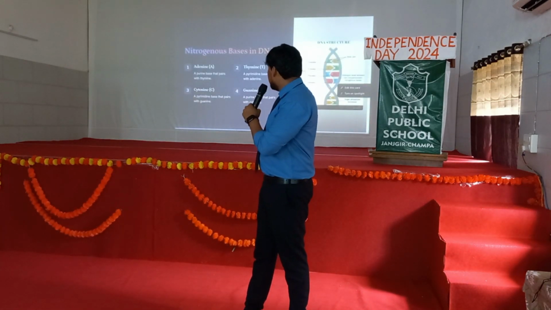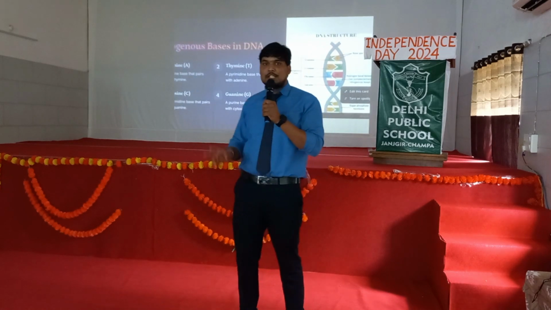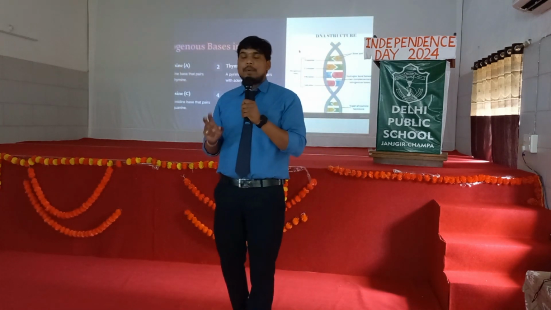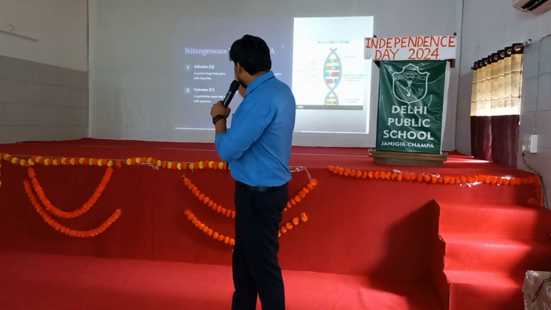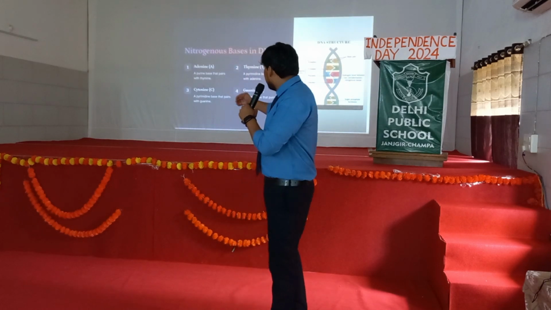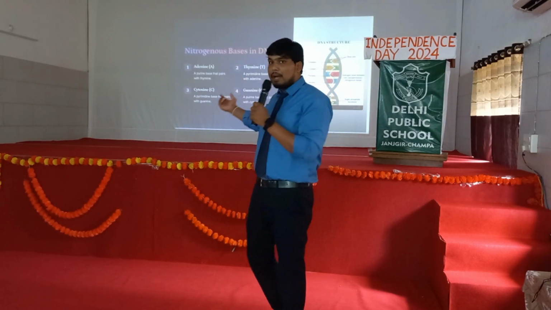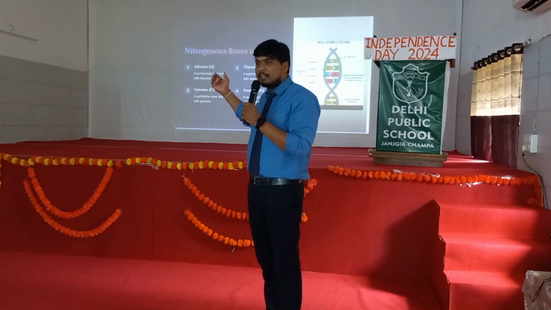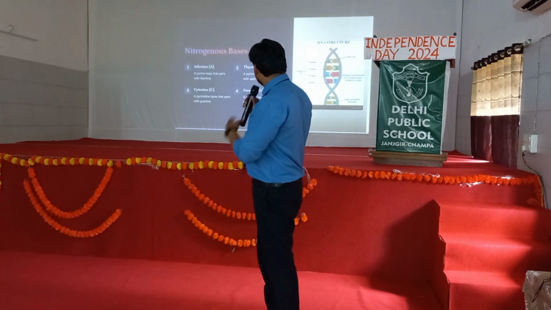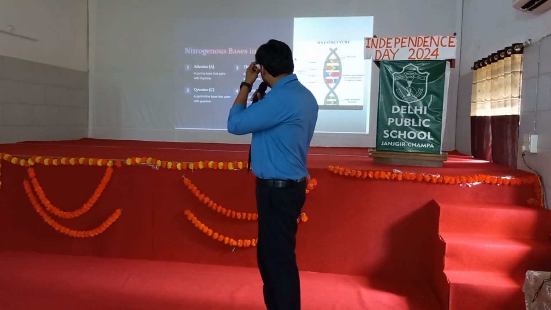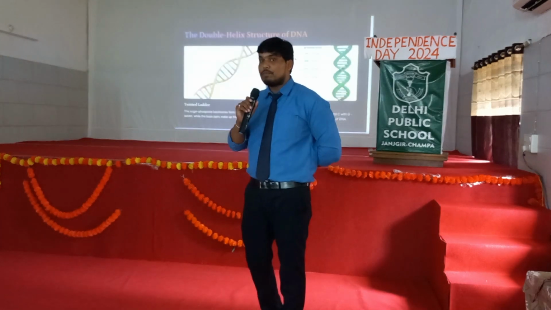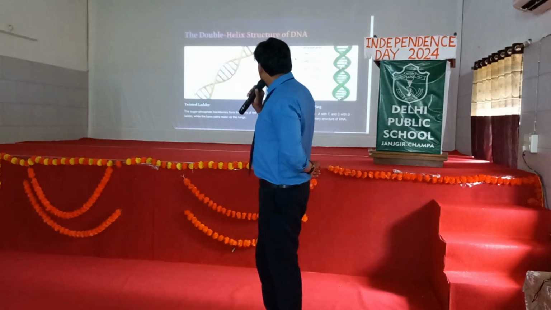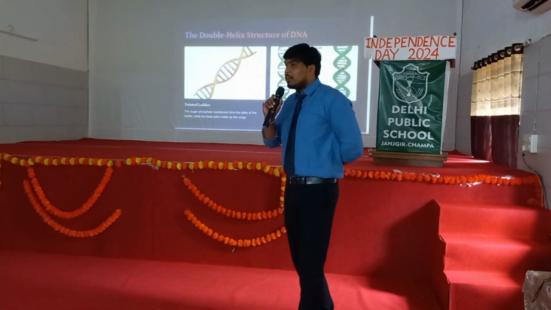So these are the nitrogenous bases. Nitrogenous bases are grouped into two main groups, purine and pyrimidine. Purine is classified into two types, adenine and guanine, and pyrimidine is classified into cytosine and thymine. Okay, so it is all about the chemical composition.